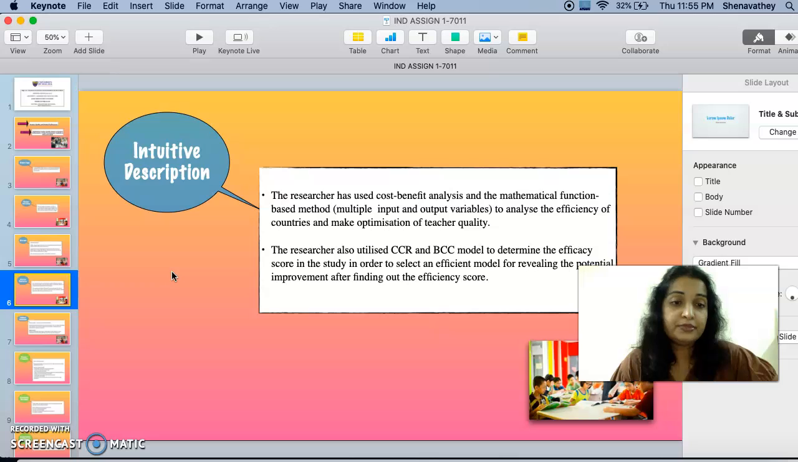The instrument description here would be: the researcher has used cost-benefit analysis and a mathematical functional based method, whereby he used multiple input and output variables to analyze the efficiency of countries and make optimization of teacher quality. The researcher also utilized the CCR and BCC models to determine the efficiency score in the study in order to select an efficient model for revealing the potential improvement after finding out the efficiency score.